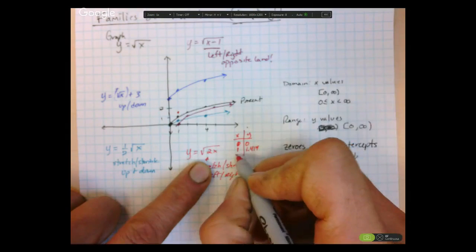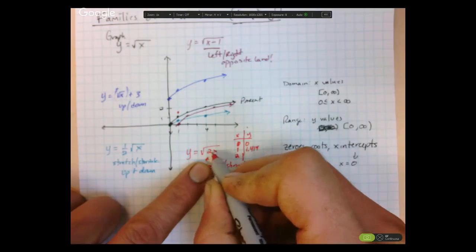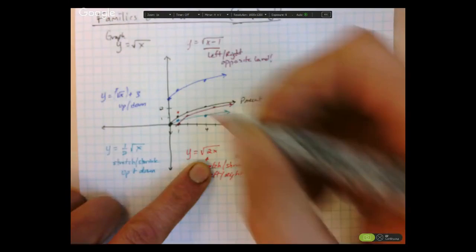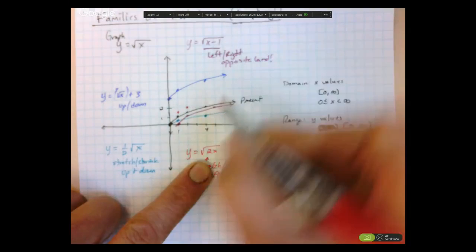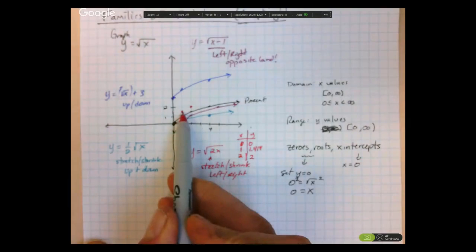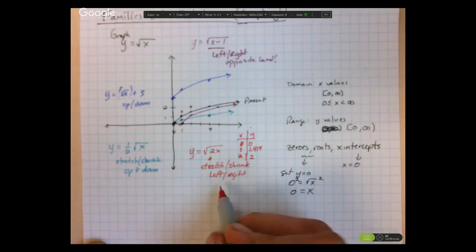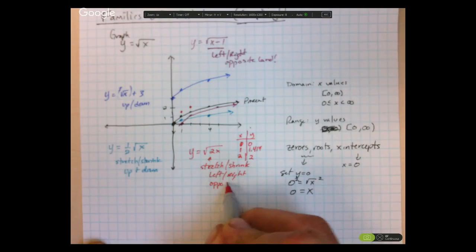What if I choose 2? 2 times 2 is 4, square root of 2 is 2. See how this point moved? Now see how it moves, and again, we're in the x direction, so we're in opposite land here.